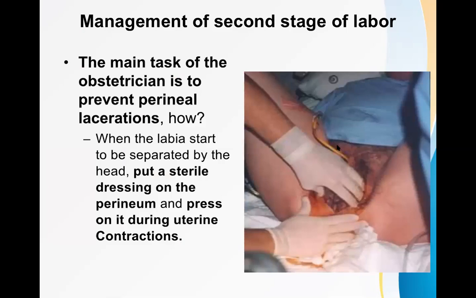Now, what else? Okay, how we manage the second stage of the labor. See here, the main task of the obstetrician is to prevent perineal laceration. Now, let me ask this question first. What do you mean by laceration?